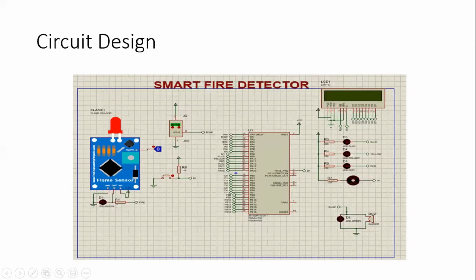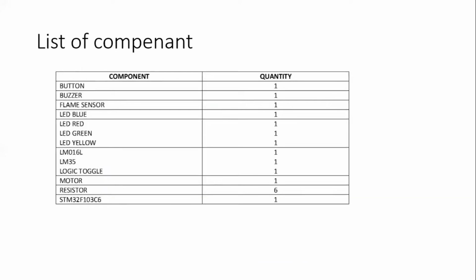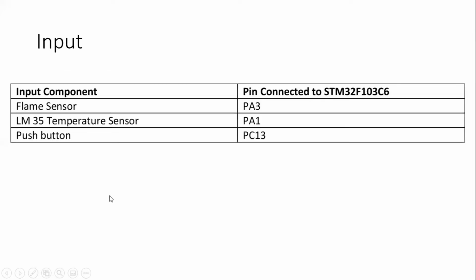And this is the design for our project. So this is the list of components that we use: the button, buzzer, the sensor, LEDs in blue, red, green, yellow, LM35, logic toggle, motor, resistor, and the STM32F103C microcontroller.